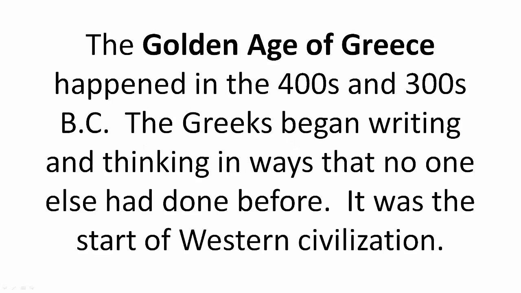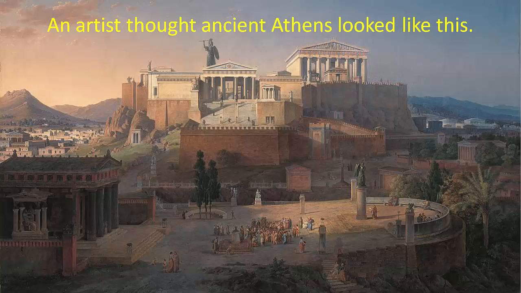400 BC. The Golden Age of Greece happened in the 400s and 300s BC. The Greeks began writing and thinking in ways that no one else had done before. It was the start of Western civilization. An artist thought ancient Athens looked like this.